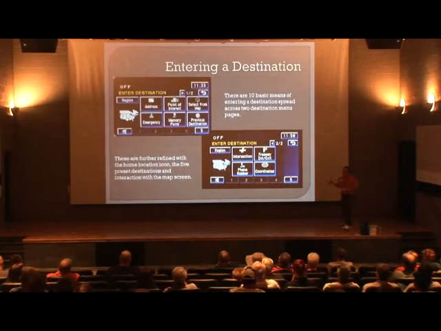There are 10 basic means of entering a destination into your navigation system. Some of them available while in motion, some of them not. These are the preset destinations that I was referring to. On my navigation system, number 5 is always the National Corvette Museum. Got my home screen there.